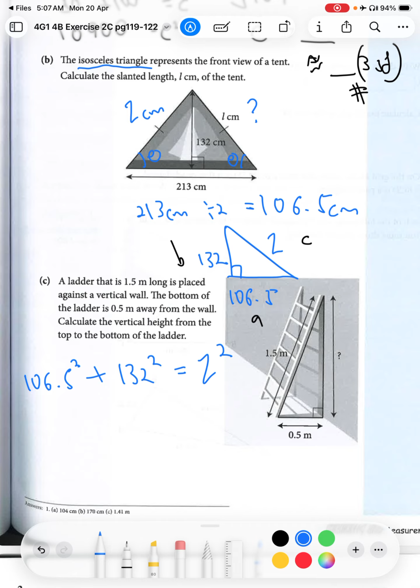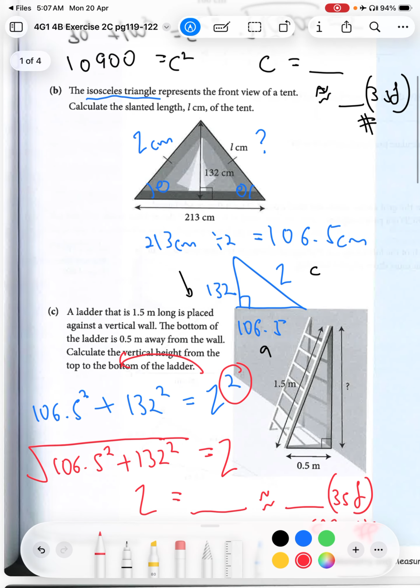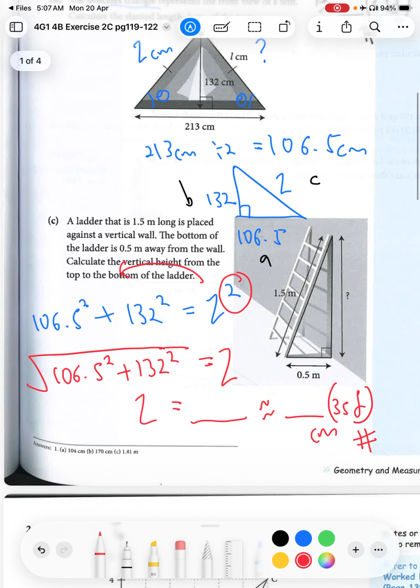I don't have a calculator with me, so if I can press it out, if not, I can just bring the square over directly. It becomes square root of 106.5 squared plus 132 squared equals L, the length. Then I press the calculator and round off to 3SF cm. Then that's my answer. Okay, for this, you can give this a try. It's the same as A.